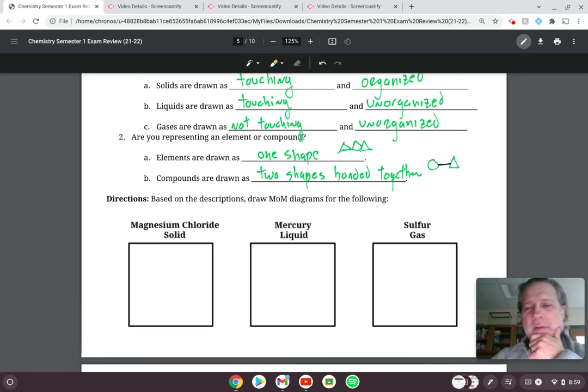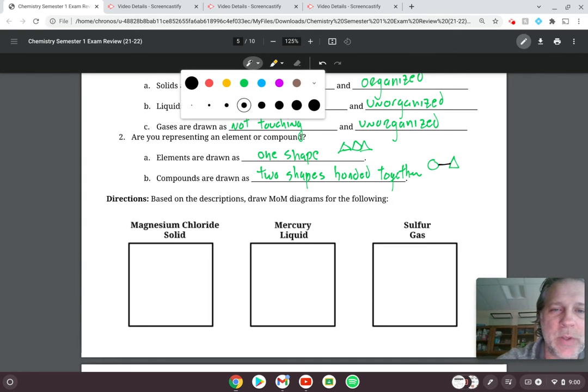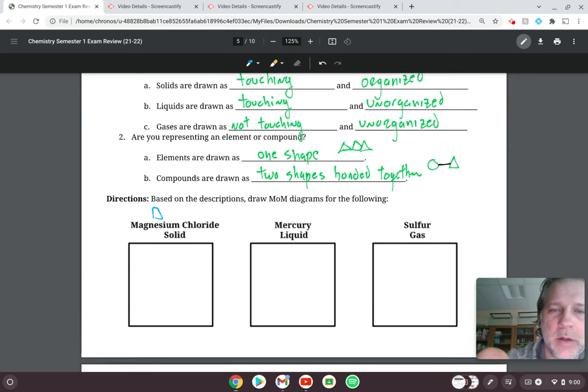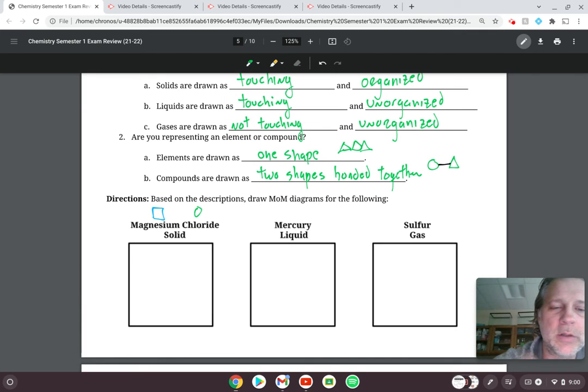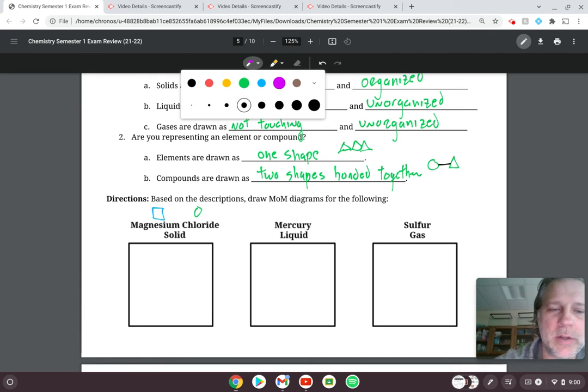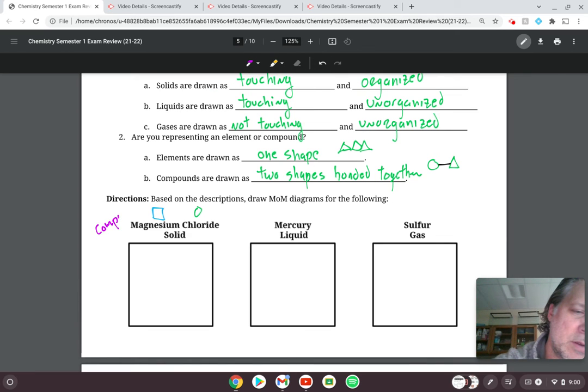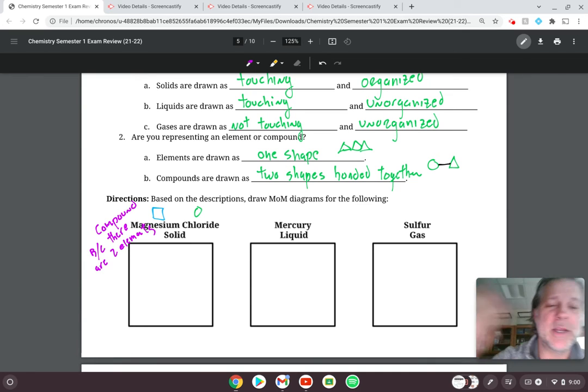So if we were going to draw model of matter diagrams as examples, we have the first one, which is magnesium chloride as a solid. I know that magnesium chloride is a compound because there's more than one element. So I have magnesium, which I'm going to draw as a square, or the best square I can draw, and chloride, which I'm going to draw as a circle. So this is a compound because there are 2 elements, the magnesium and the chloride.